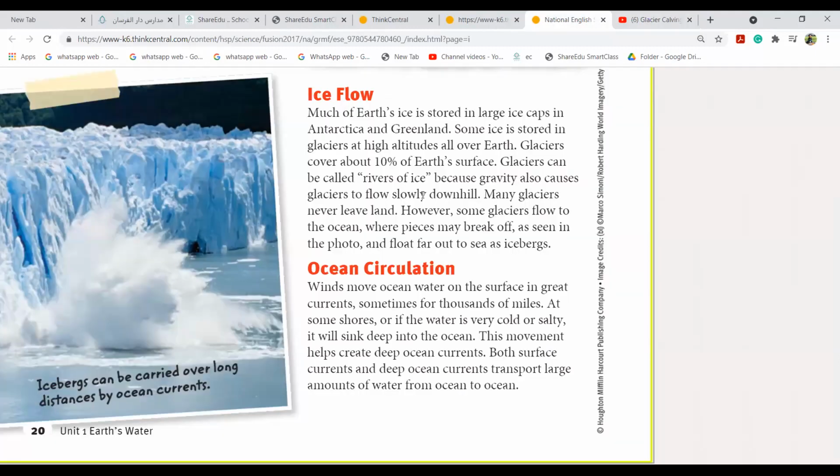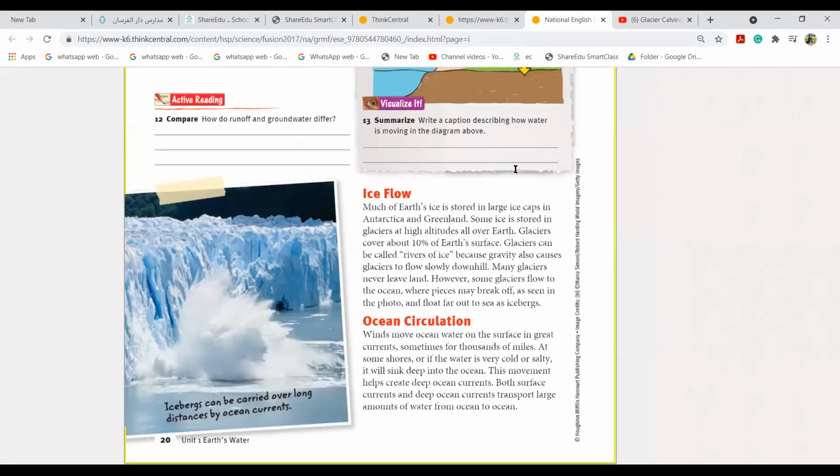Okay. Ocean circulation. Winds move ocean water on the surface in great currents, sometimes for thousands of miles. At some shores, or if the water is very cold or salty, it will sink deep into the ocean. The movement helps create deep ocean currents. Because of these winds, they help to create deep, deep ocean currents.